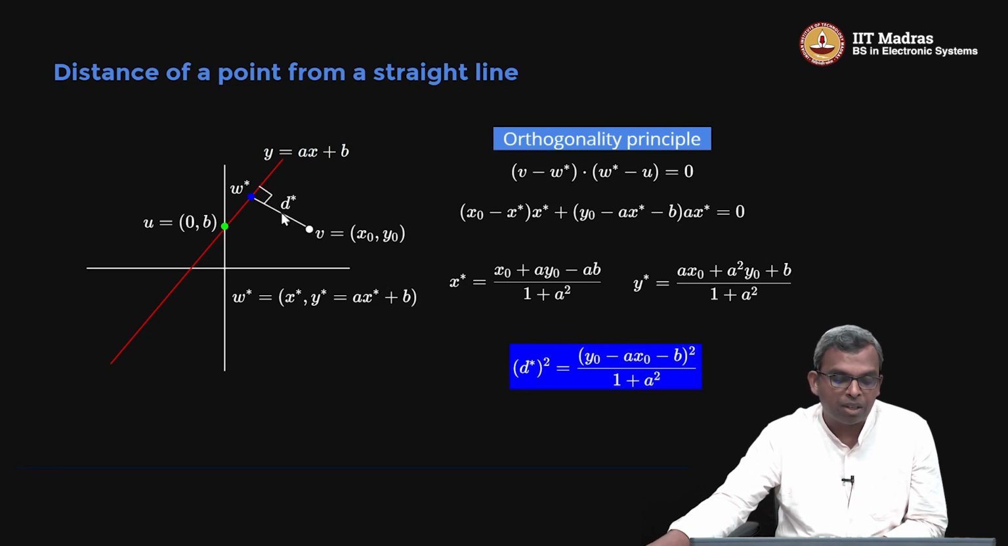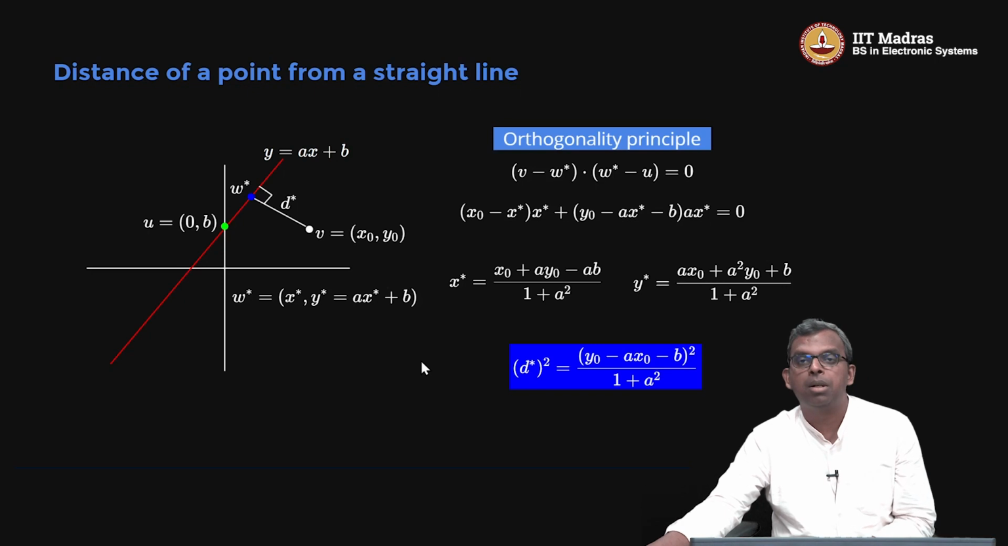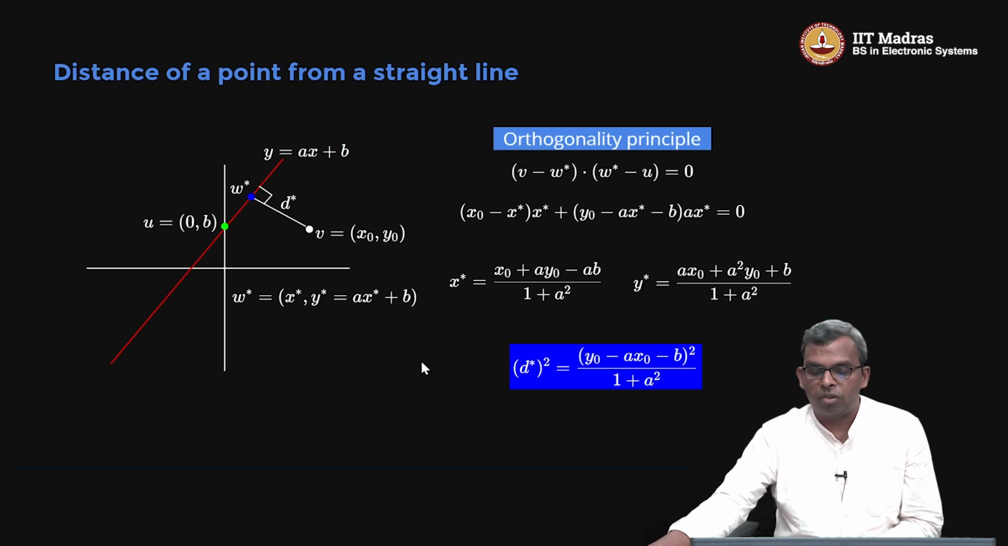This operation, by the way, is called projection. You're projecting this point on the line and you get this point w star, and this projection will always have the spring being perpendicular to the line. So this is a nice formula to remember for distance of a point from a straight line, and you see how linear algebra and the dot product in particular is very useful in this simple calculation.